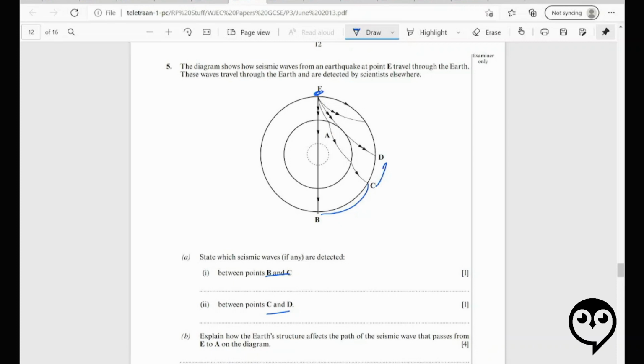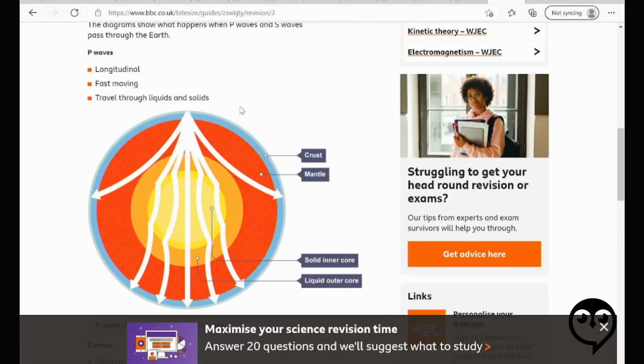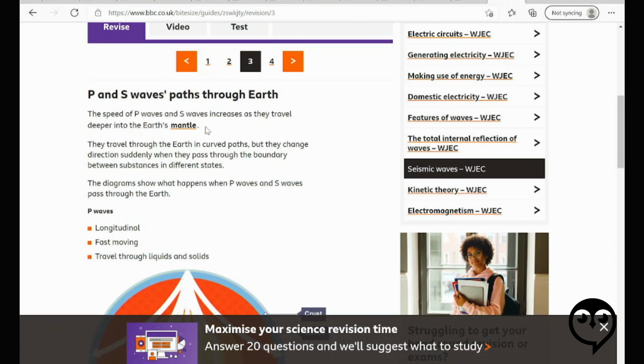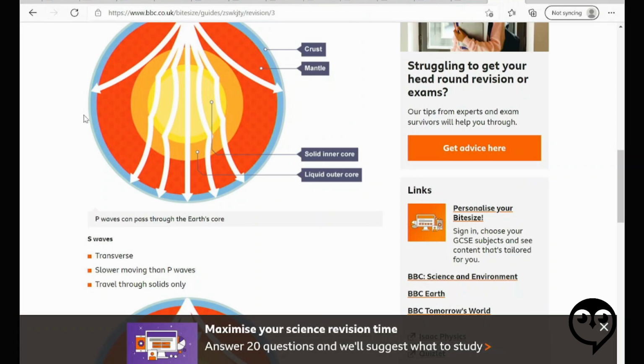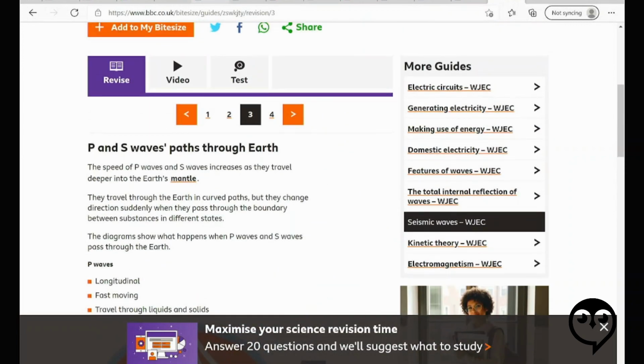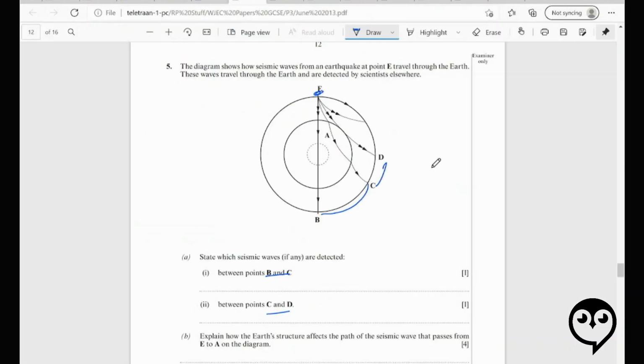Okay, well, first of all, we need to maybe just recap about the difference between S and P waves. If you take a look on BBC Bitesize for the WJEC version, S and P waves. P waves are longitudinal, they're fast moving, they can go through both liquids and solids. S waves are transverse. You can remember the transverse S waves. They are slower than P waves, and they only travel through solids. So 3 S's there for S waves: transverse, slower, and solids only. If you can remember that, we'll go back in here and let's just see what's going on.